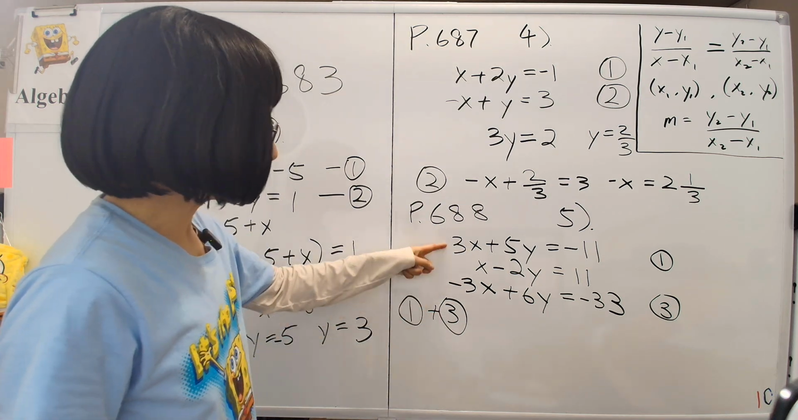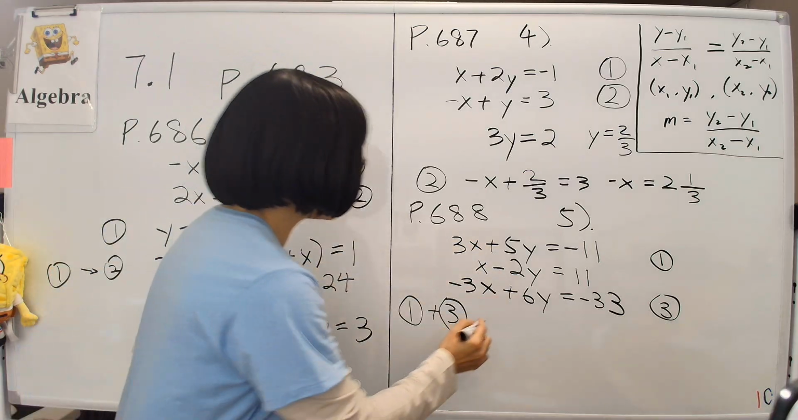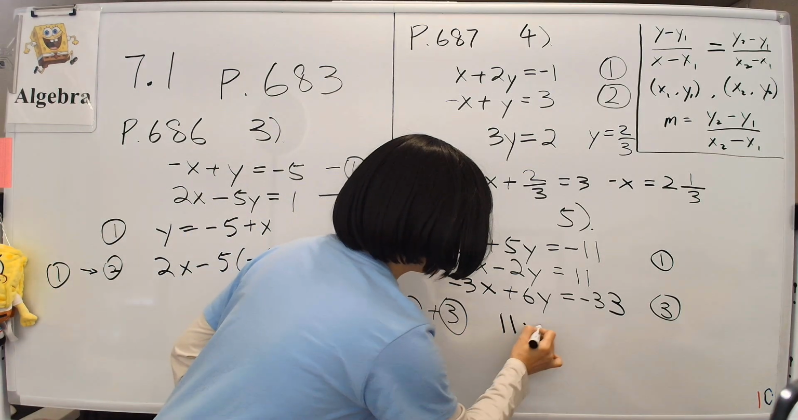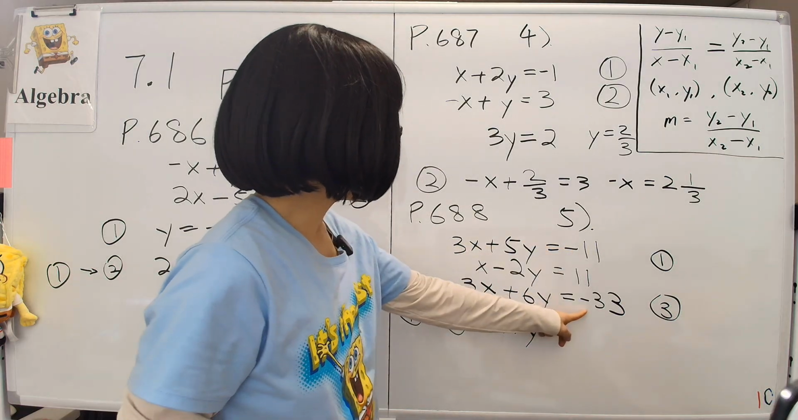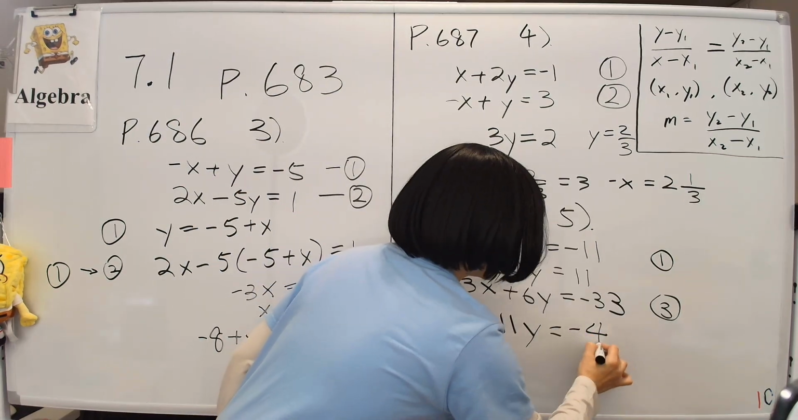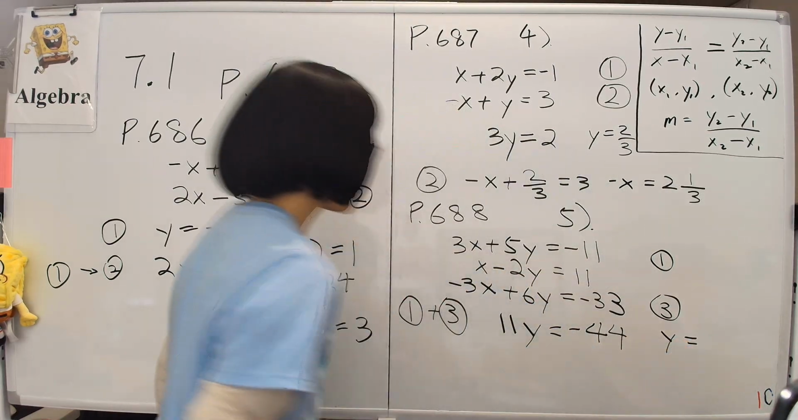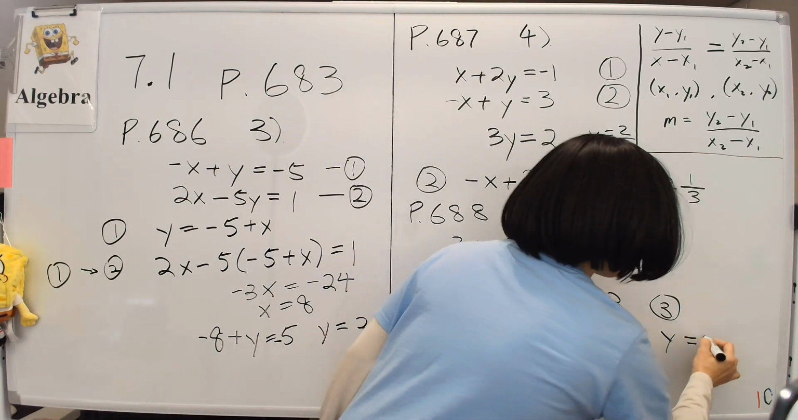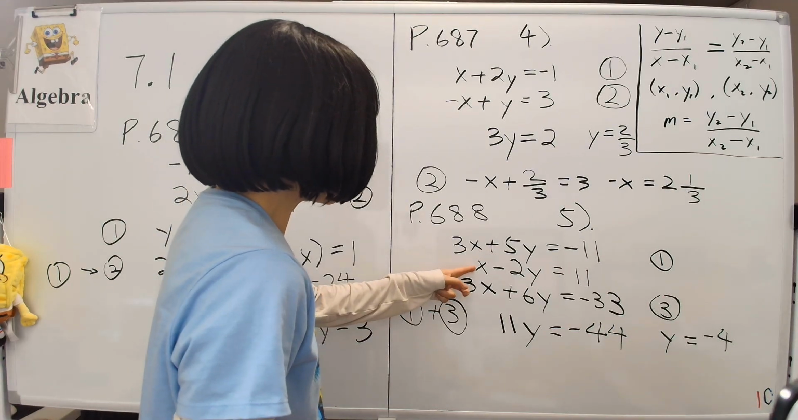So let's add this. This becomes 0 as we intended. 5 plus 6 is 11y. So we have 11y, which equals minus 11 plus minus 33, which is minus 44. Minus 44, which gives us y equal to negative 4.